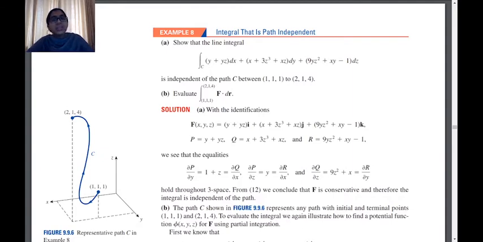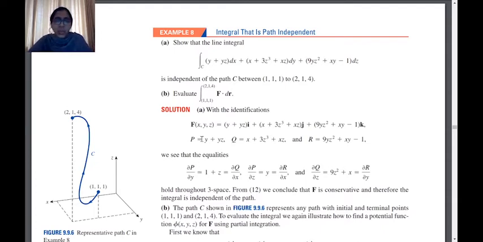To check whether the integral is path independent, we will check whether the given vector field is conservative or not. And what are the conditions to be satisfied? That is, ∂P/∂y should be equal to ∂Q/∂x, ∂P/∂z should be equal to ∂R/∂x, and ∂Q/∂z is equal to ∂R/∂y. Now let us see whether these equations are satisfied.